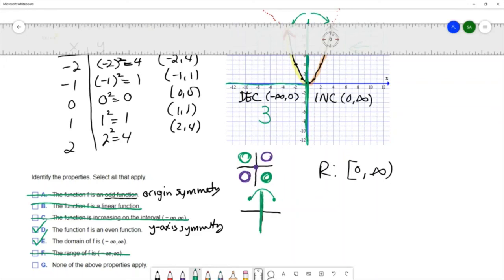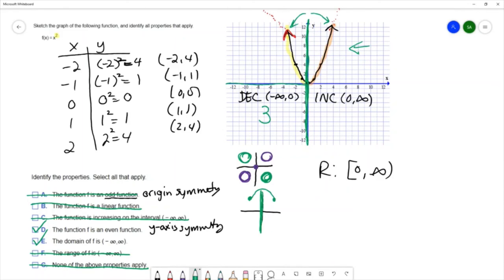The final one says none of these properties apply. Since I've selected 2 of them, I wouldn't check this one either. So the 2 properties I would select are that this function is an even function and the domain is from negative infinity to infinity.